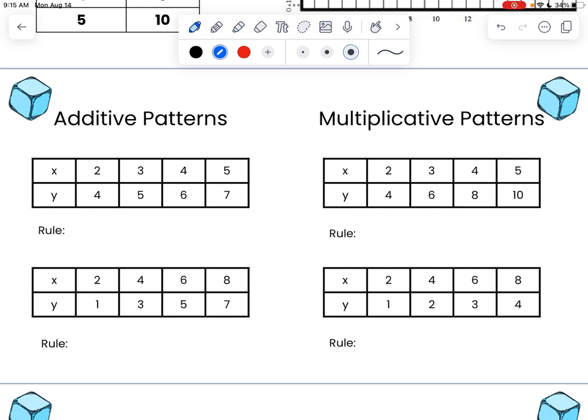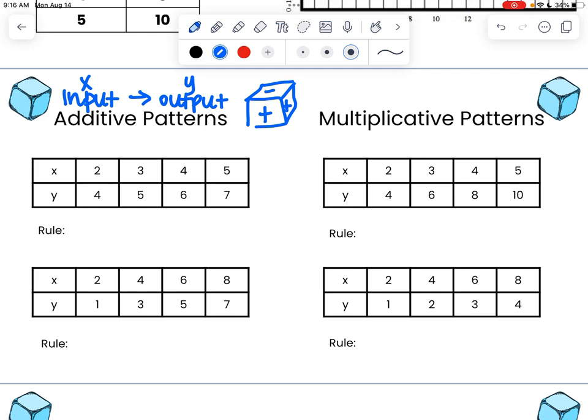Hey guys, today we're looking at additive and multiplicative patterns in tables and in graphs. Additive patterns, even though it just has the word add in it, means we're either adding or taking away different values. So we want to look at what the pattern is from our input to our output. I know that X is my input and Y is my output.